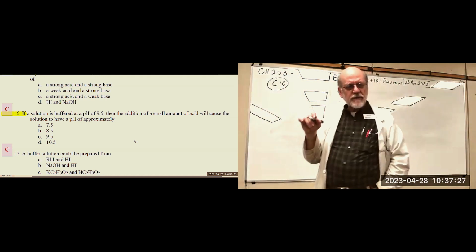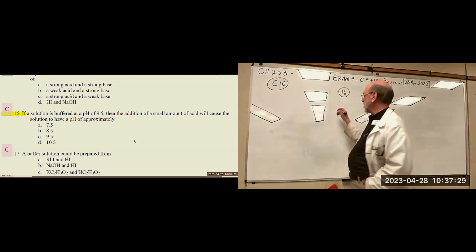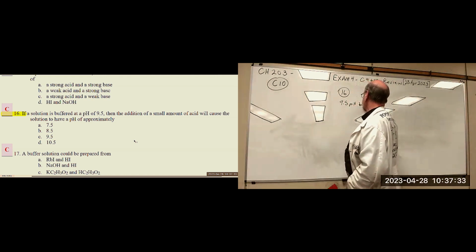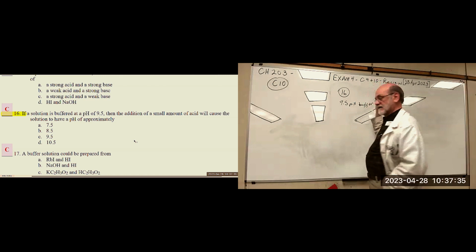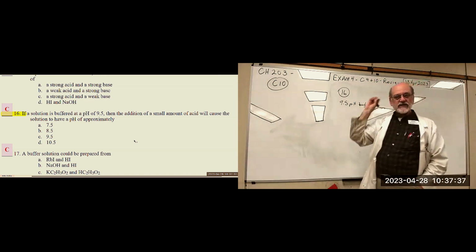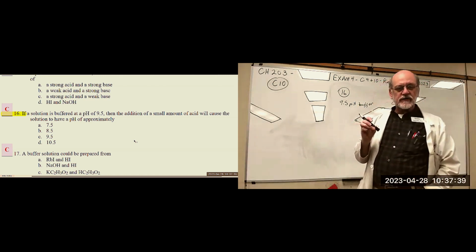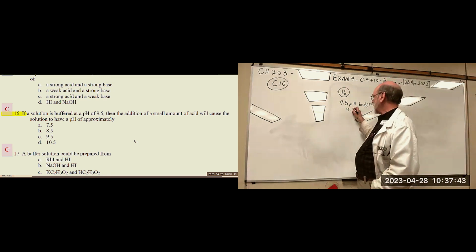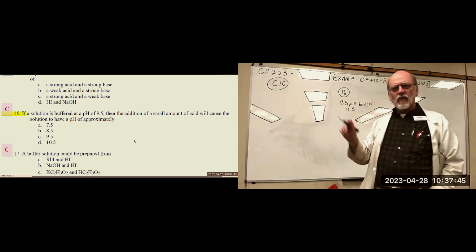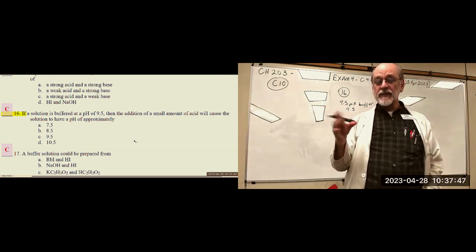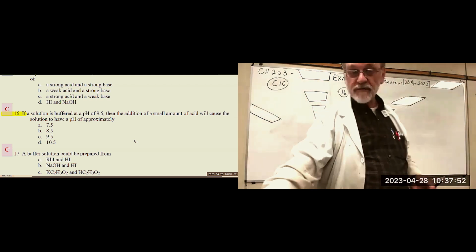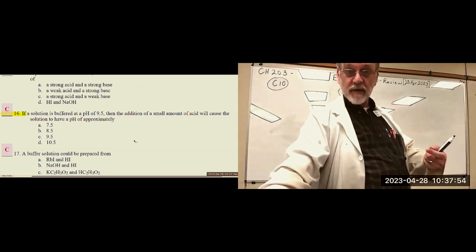If a solution is buffered at a pH of 9.5, then the addition of a small amount of acid will cause the solution to have a pH of approximately 9.5. It won't be exact. It'll be off by some. It depends on how much acid you add. But it'll be very close to 9.5.